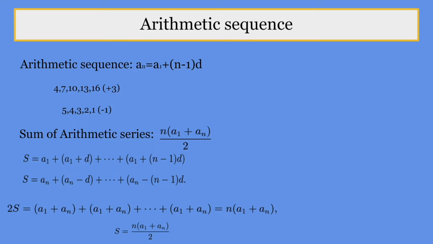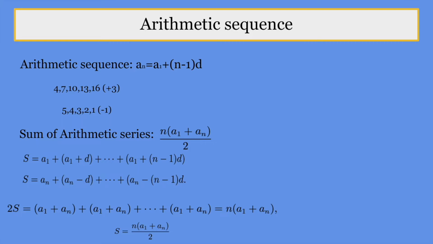by 1. And this formula looks like an equals a1 plus (n minus 1) times d, where n represents the number of the term in the sequence and d represents the constant difference. Sum of arithmetic series: it's a sum of all terms of an arithmetic sequence, and all infinite arithmetic series diverge.